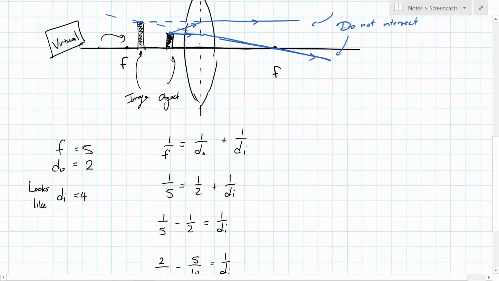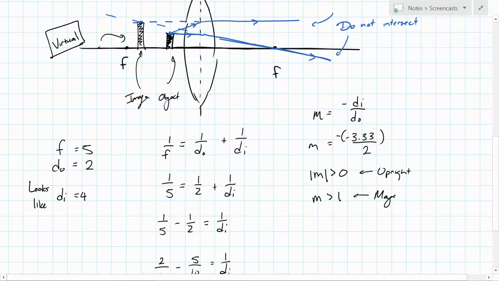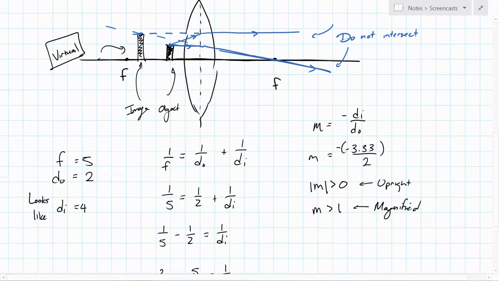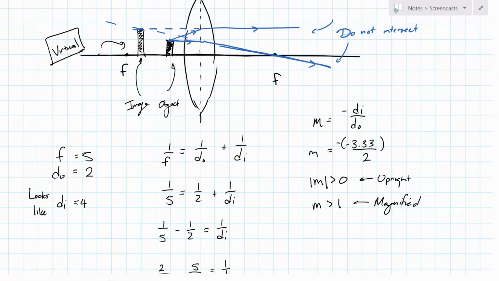Right. If I were to check the magnification, I would see that the magnification should be minus di over do, which should be minus 3.33 over 2. And an extra minus for good measure. So magnification is positive, and it is also bigger than 1. So this means that it is upright. This means that it is magnified. Both of these I see to be true looking at my image. So this is one way you can get a virtual image from a lens.